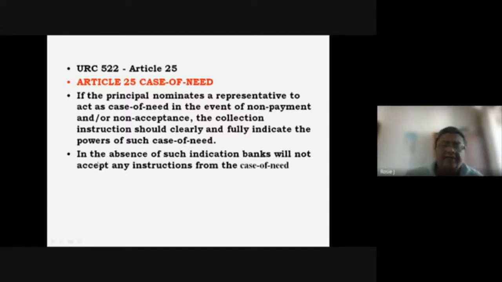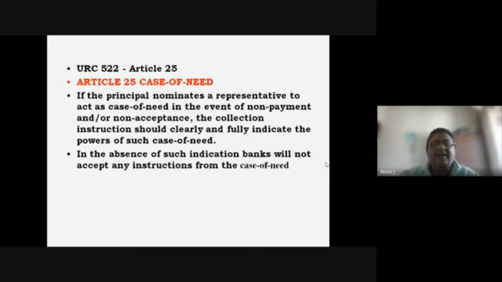What is your agent supposed to do? In the absence of such indication, banks will not accept any instruction from the case of need. They must say, okay, our case of need is Fernando and company. He is authorized to go and find another buyer, right? Now it's $1,000, right? If you bring someone with a 10% discount or 20% discount, if you bring the buyer for $800, please allow him to give that goods to him, like that, right? So it's given to him, and what the case of need should do, what his powers are, the exporter also has to indicate in his letter.